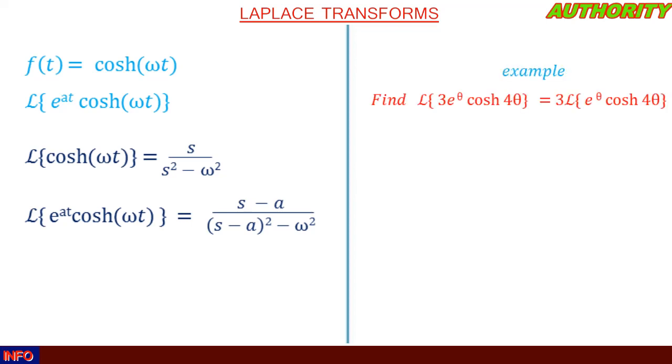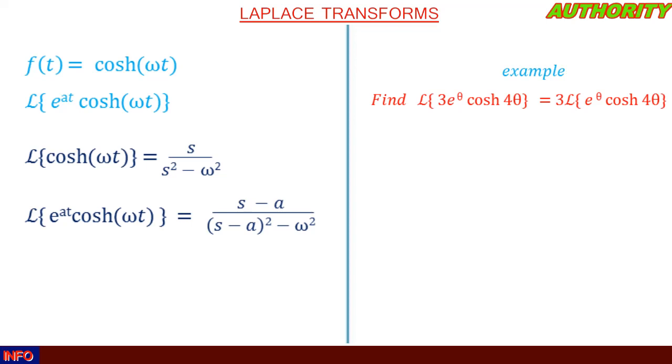When you have the Laplace transform of 3e raised to the power of theta, cosh 4 theta, we are asked to find the Laplace transform of 3e raised to the power of theta, cosh 4 theta. How is it going to be? First of all, applying the linearity property, we have 3 here. It's a constant, so we take it behind. So we're going to have 3 times the Laplace transform of e raised to the power of theta, cosh 4 theta.